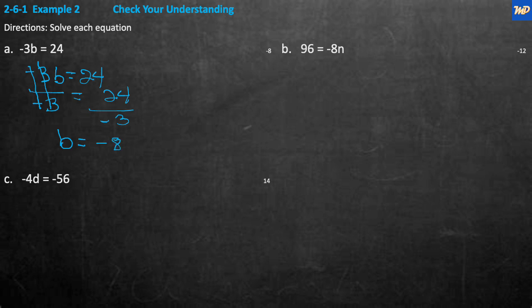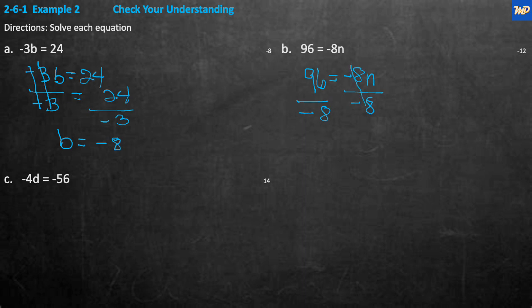Let's go to b. 96 is equal to negative 8n. Just as before on problem A, we need to get the n by itself, and we're going to get it by itself on the right-hand side. So in order to do that, we're going to divide both sides by negative 8. You have to do the same thing on each side. So this says 96 divided by negative 8 is equal to negative 8n divided by negative 8.